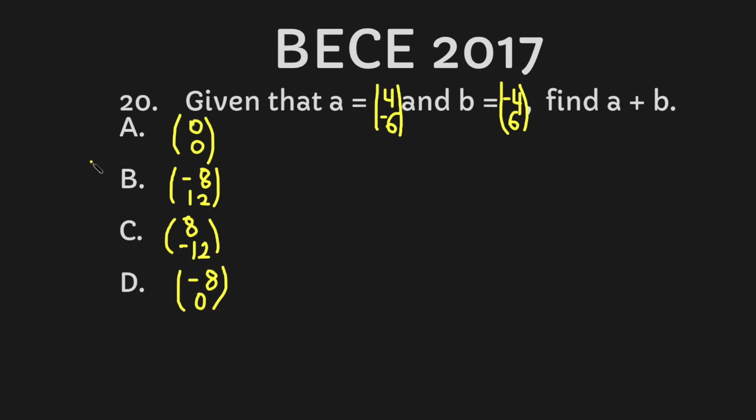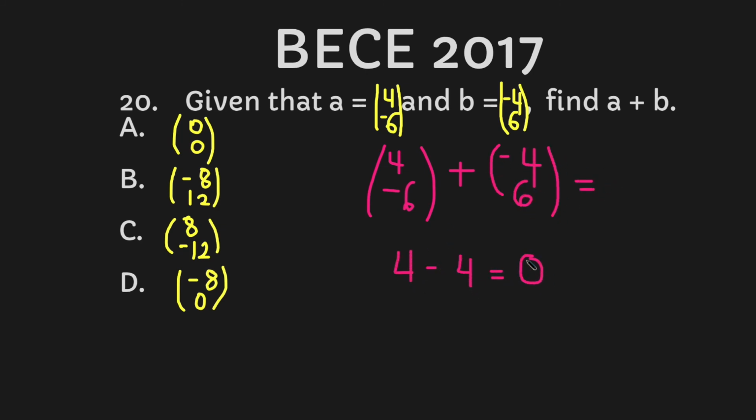Finally, for question 20, we are given that a is equal to (4, negative 6) and b is (negative 4, 6). We have to find a plus b. A plus b will be 4 minus 4, negative 6 plus 6, which will be 0, 0. Our answer for 20 will be A.